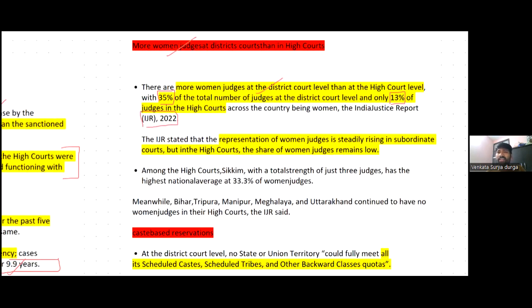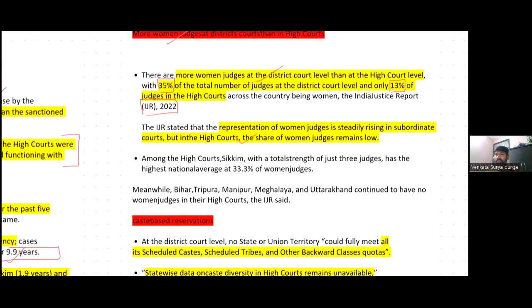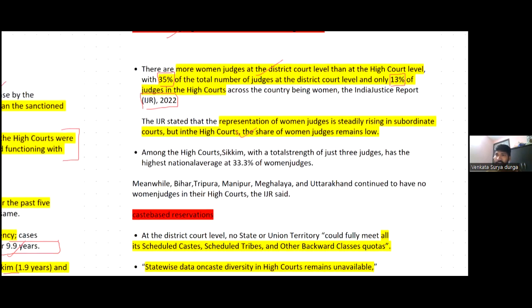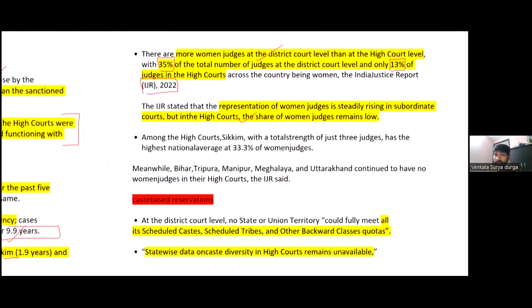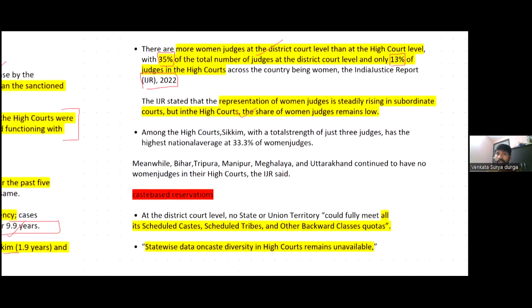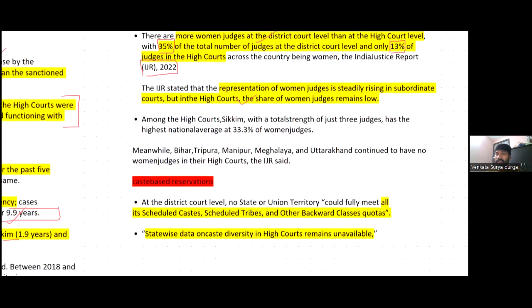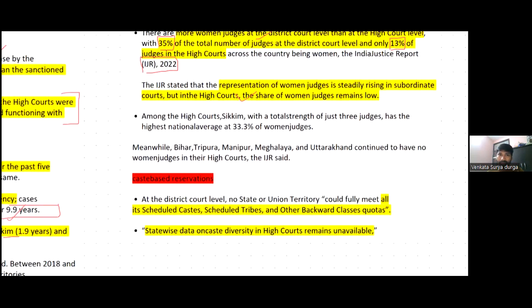So this report says that representation of women judges is steadily rising over a period of time. The representation of women judges has been significantly rising in subordinate courts, but on the other hand, the representation of women in high courts remains low. It remains low in high courts.